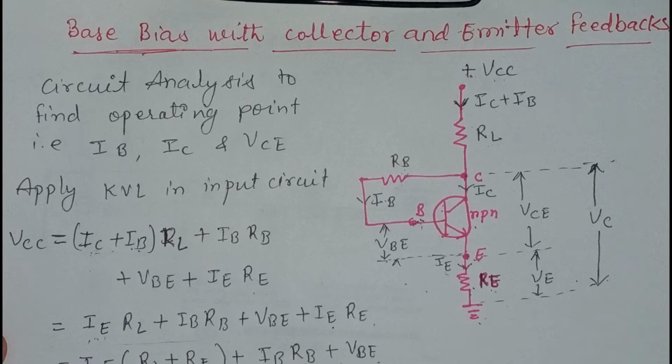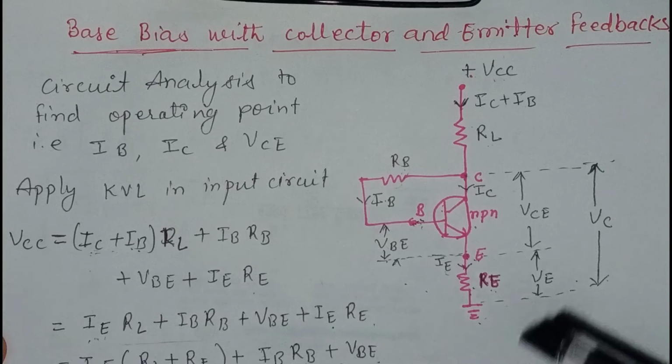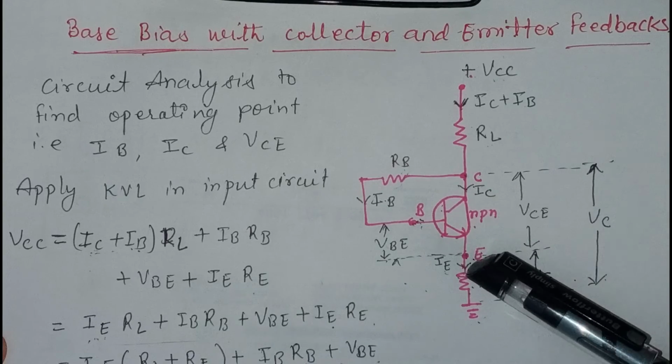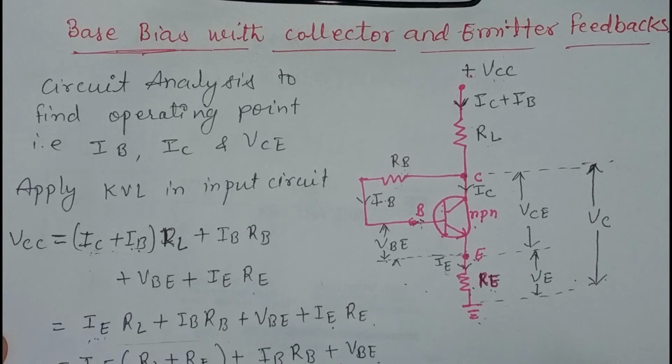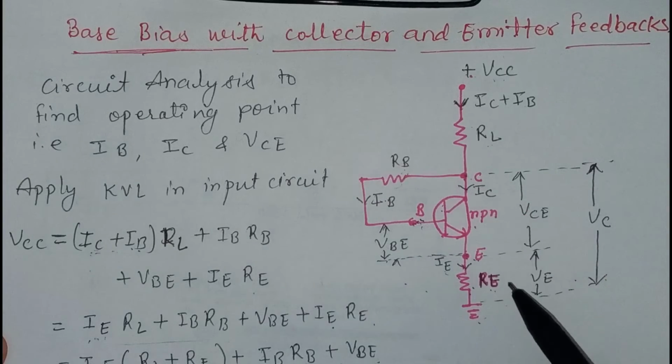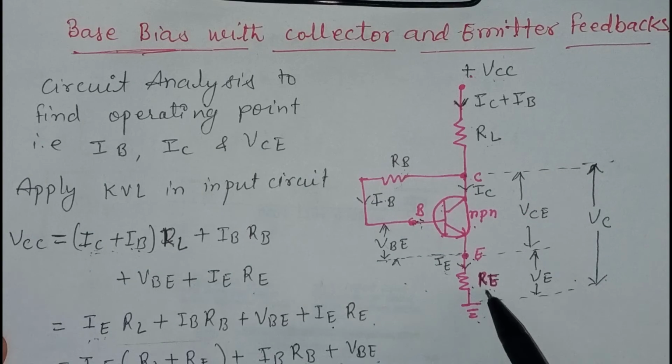In this video, we will discuss base bias with collector and emitter feedbacks. This is the circuit diagram of this biasing circuit. We can observe in this circuit that negative feedback is provided at 2 points. One is from collector point and another is through this resistor RE.